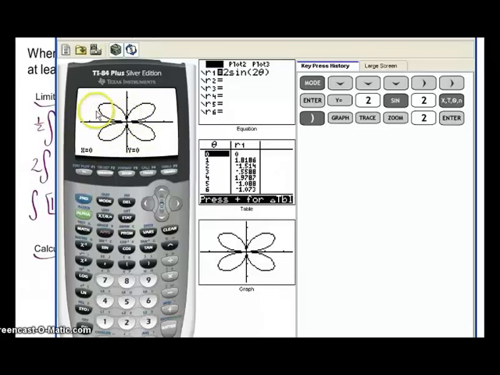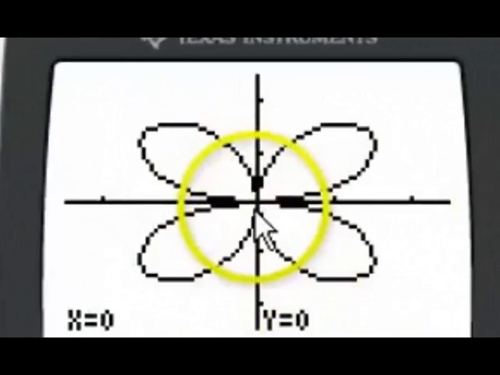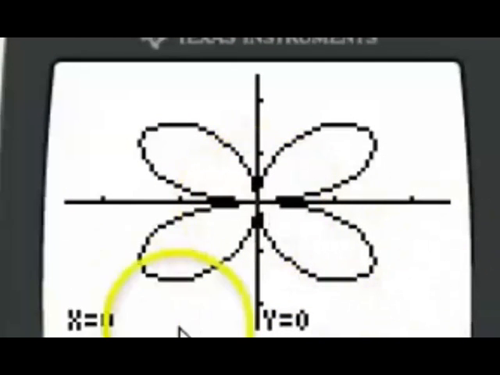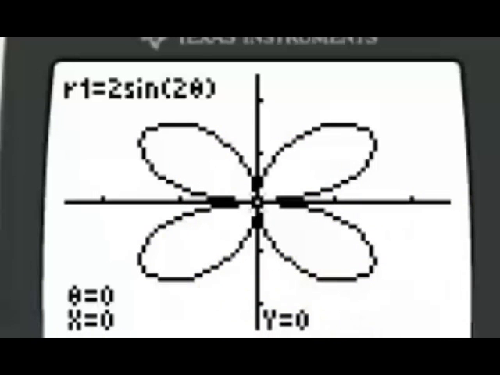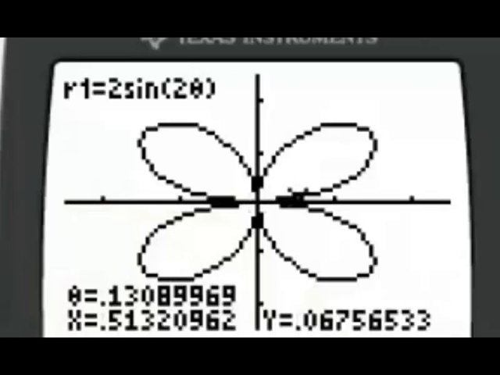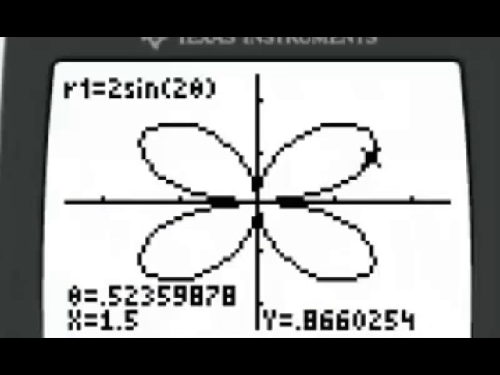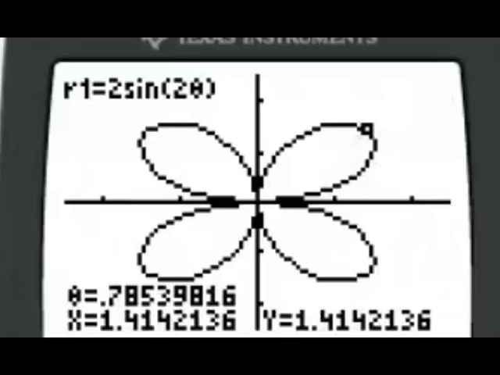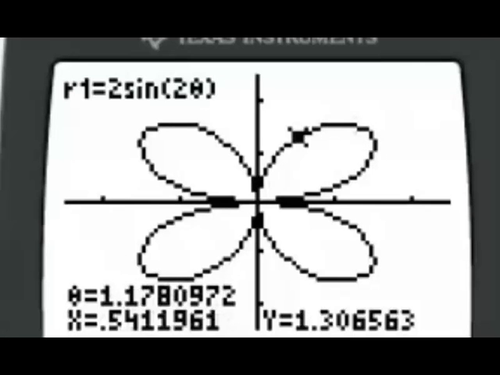Every different leaf lies in a different quadrant. If we wanted to see the angle measures, hopefully you can see that little bouncing cursor right there, hit your trace button. Here we're at the origin, x equals 0, y equals 0, and theta equals 0. Hit your right arrow and you'll see, as theta gets bigger, the little x is tracing out that first leaf in quadrant 1.